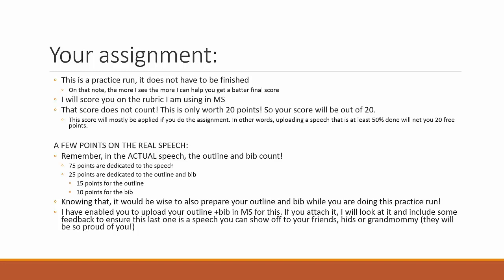However, that rubric doesn't count, right? That's just a practice rubric. It's so that you know how you're getting scored, so that you understand what this final assignment is going to be. This is only worth 20 points, so your score will be out of 20 when you see it.